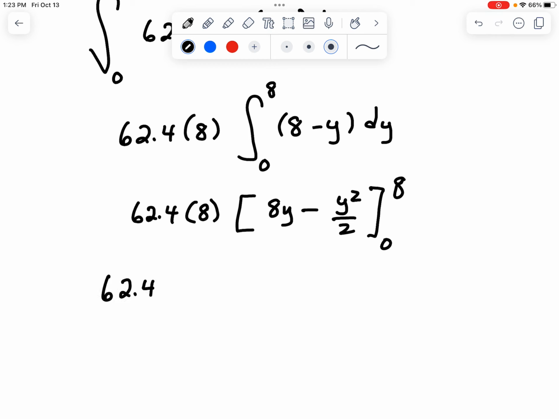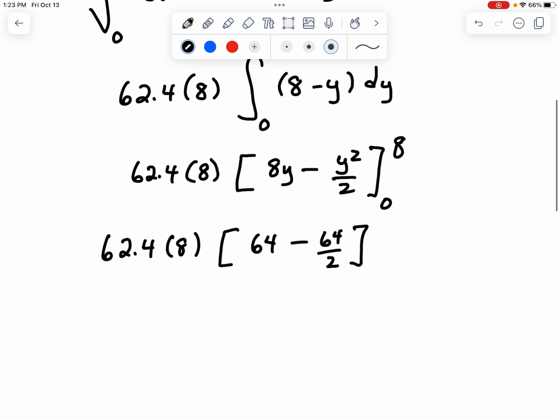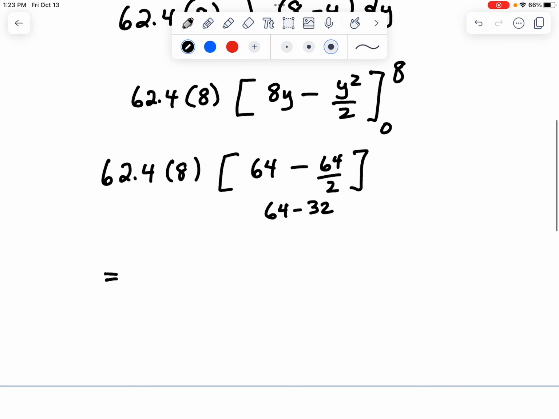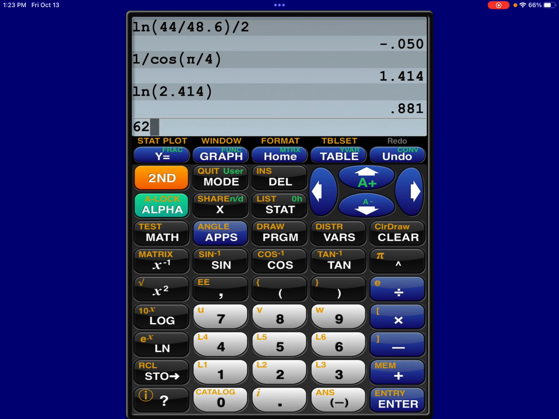So there's still the 62.4 times 8, and then substitute the 8 in there, so there would be 8 times 8, which is 64. And then substitute the 8 for y squared, so that's going to be 64 divided by 2. And when you substitute the 0, it contributes nothing to the problem. So inside the brackets, we have 64 minus 32, so that's going to be 32. So all I need to know is what is the 62.4 times 8 times 32. So 62.4 times 8 times 32.